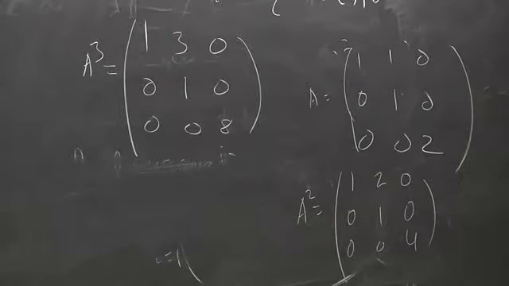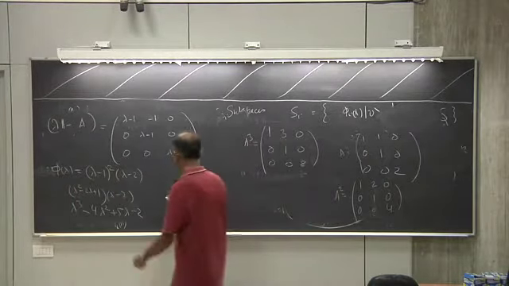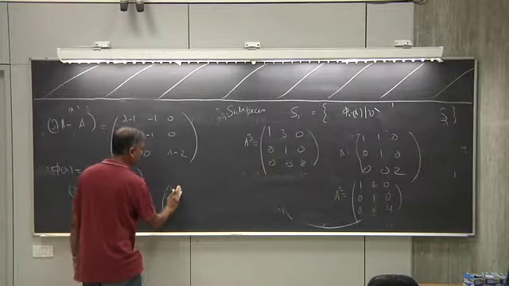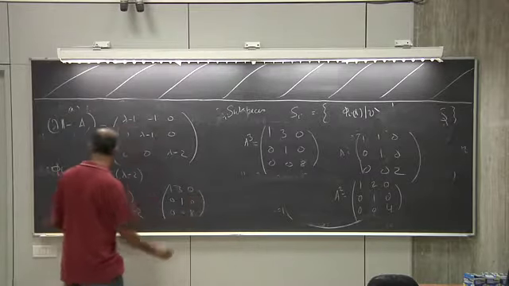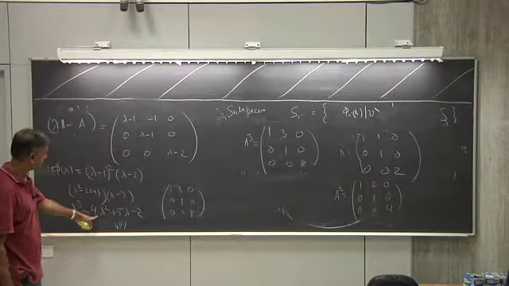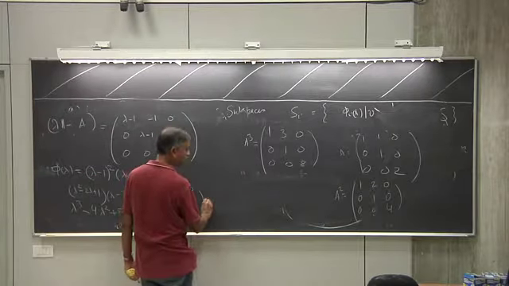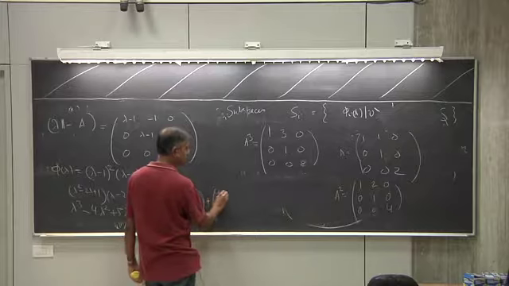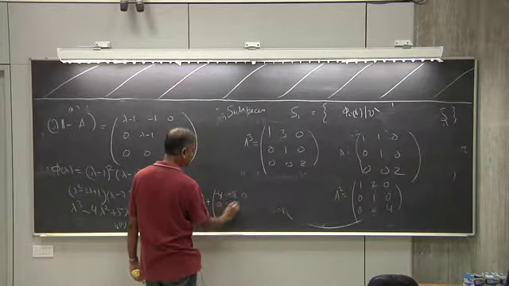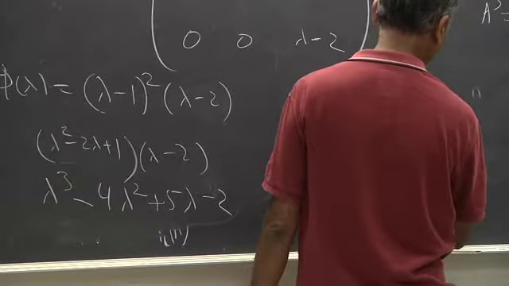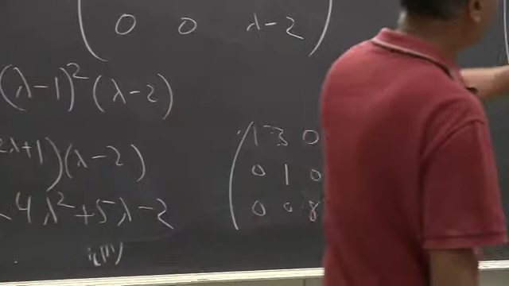So lambda cube, so this matrix minus, so what is this? So this equation is 1, 3, 1, 3, 0, 0, 1, 0, 0, 0, 8. That's the lambda cube. And then minus 4 times lambda square. So I multiply 4 with that, minus 4, minus 8, 0, 0, 0, 0, minus 16. Okay.